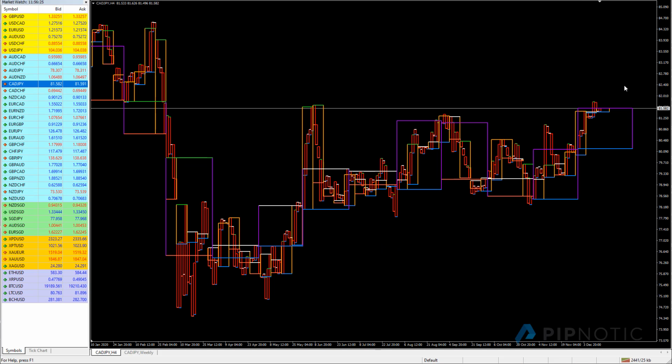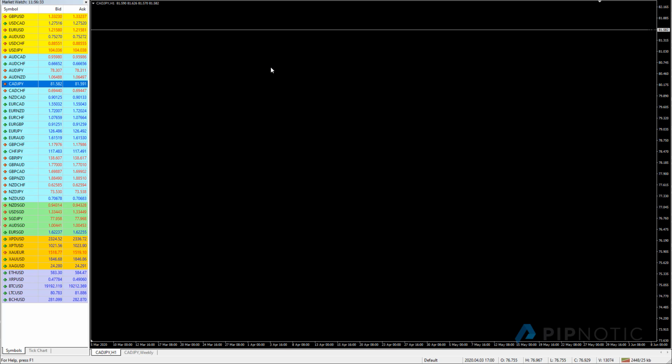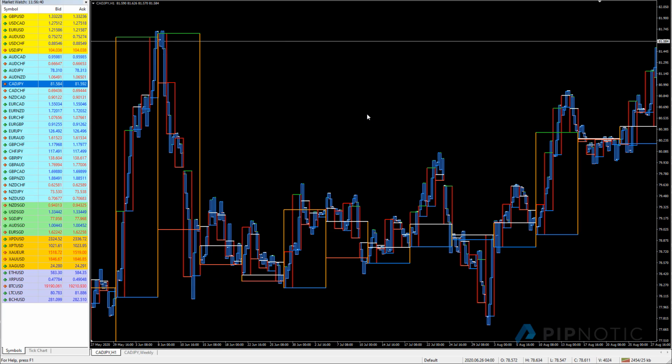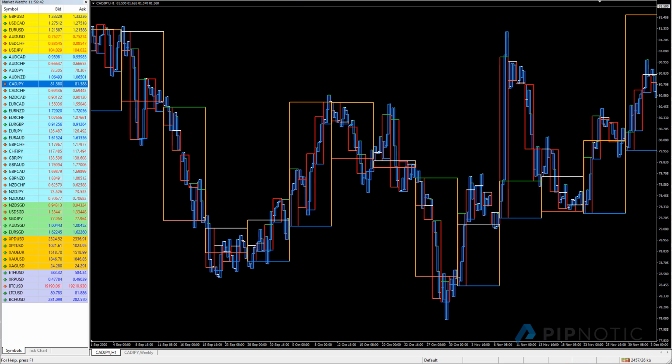So let's have a look at the Canadian dollar and see if we can find a place to buy, being mindful of the fact that we might want to get out of the trade when price comes back up here. So going to the hourly chart, let's have a look. What do we have? Maybe we have nothing.